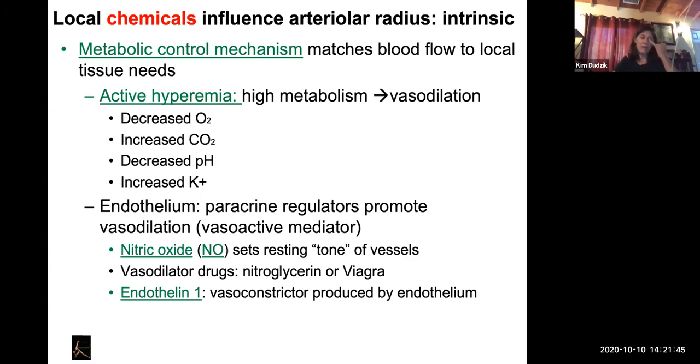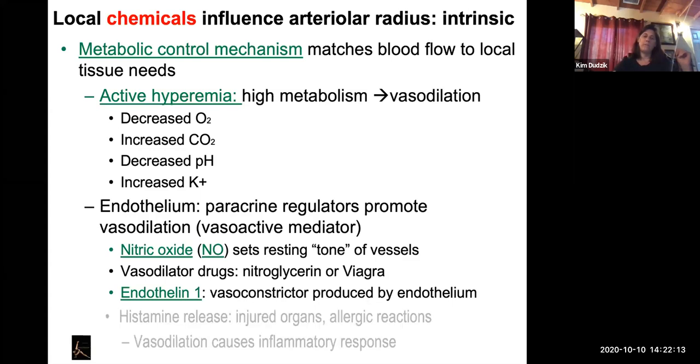Okay. Another chemical produced by the endothelial layer is endothelin-1. This is a vasoconstrictor. This usually happens if there's some sort of tear in the arterial lining, causing blood loss. Then the endothelium will automatically release this endothelin-1, and that'll cause vasoconstriction, slowing the blood flow to that area so you don't lose as much blood.